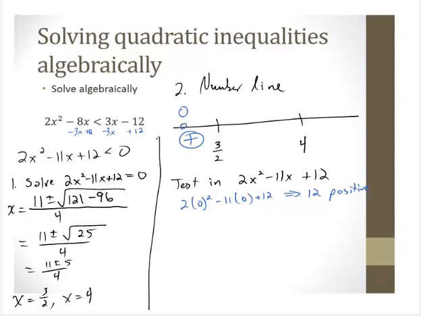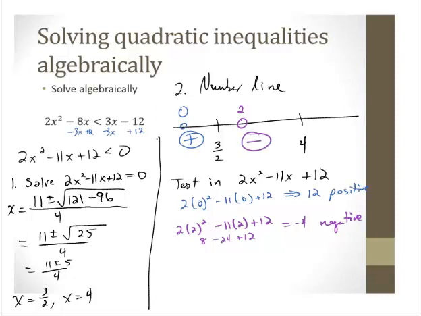All right, so now let's test a number between 3 halves and 4. How about we test 2? 2 times 2 squared minus 11 times 2 plus 12. And that's 2 times 4, that's 8 minus 24 plus 12. 8 minus 24 is negative 16. Negative 16 plus 12 is negative 4. Negative.